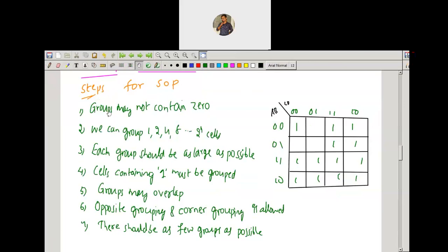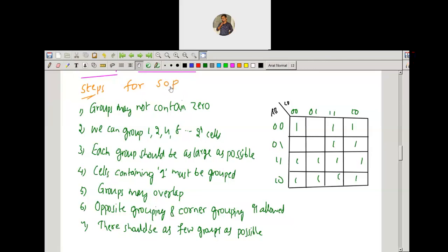Okay, so these are the steps involved in the simplification of Boolean expressions by using a K-map. The first step is that groups may not contain zero. Why am I saying that groups may not contain zero? Because we're doing it for the SOP, that is, sum of products. So we write the SOP expression for the function to be one only.